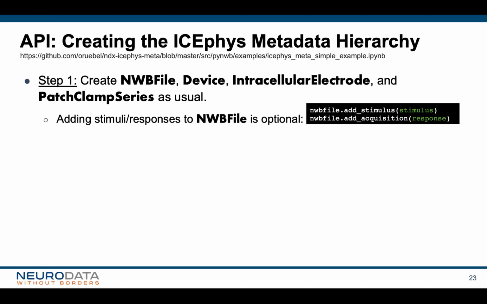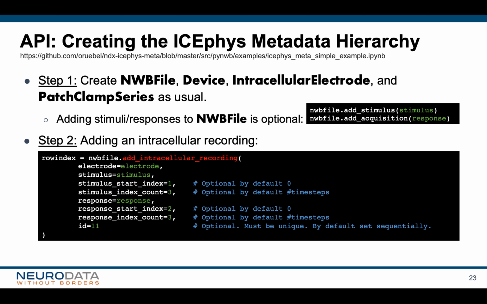Like I mentioned before, we implemented this in an extension which is available online, and the code that I'm showing you here is from an example notebook that is included with that repo, in which I included in the heading. So the first step is that we're creating our NWB file, our device, our intracellular electrode, and our patch clamp series as usual. And we can optionally add them to the file as usual with the add stimulus and the add acquisition functions, although this is no longer required, as adding these recordings to the file is being handled by the intracellular recordings table.